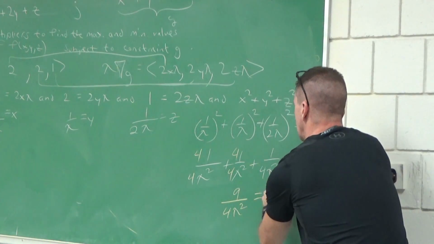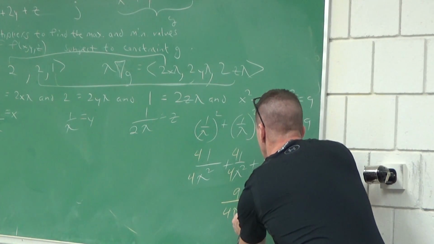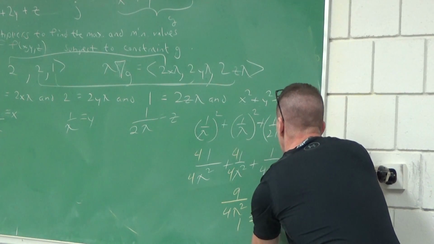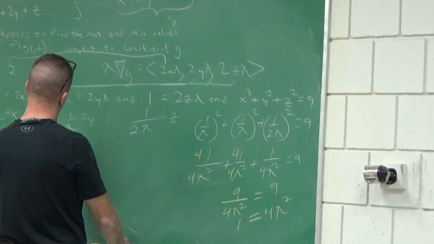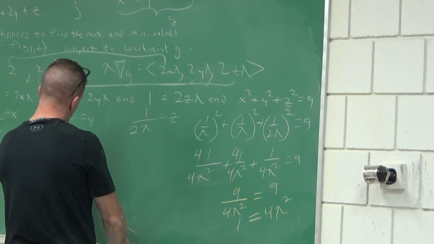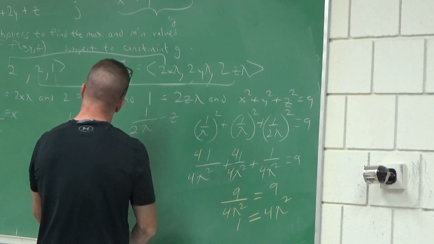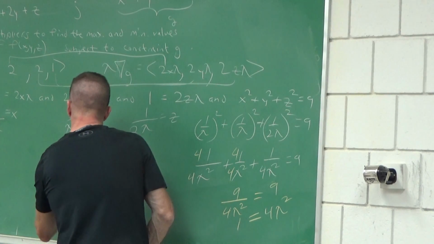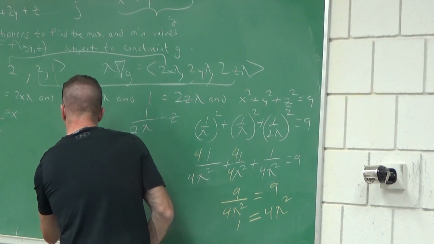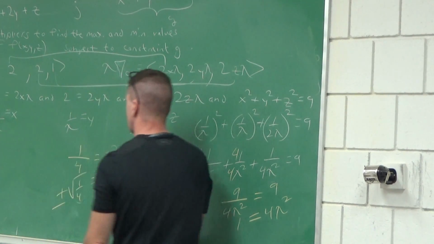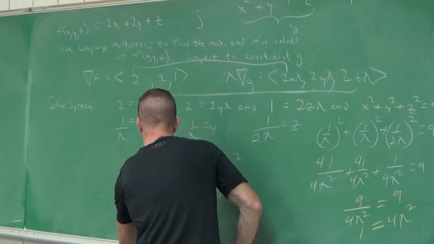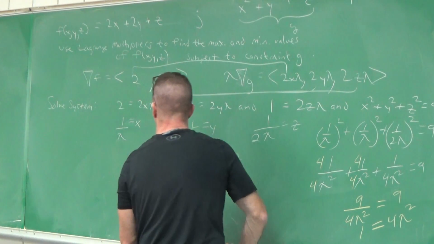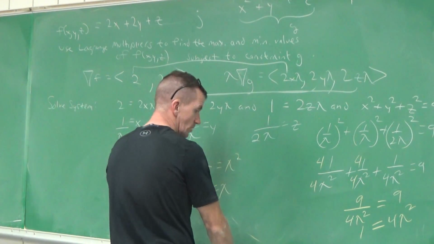So I can multiply that up here and divide, and I get 1 equals 4 lambda squared. So if 1 equals 4 lambda squared, 1 over 4 equals lambda squared, so lambda equals plus or minus the square root of 1/4, which is plus or minus a half. So we're getting 2 answers. Let's plug them back in.